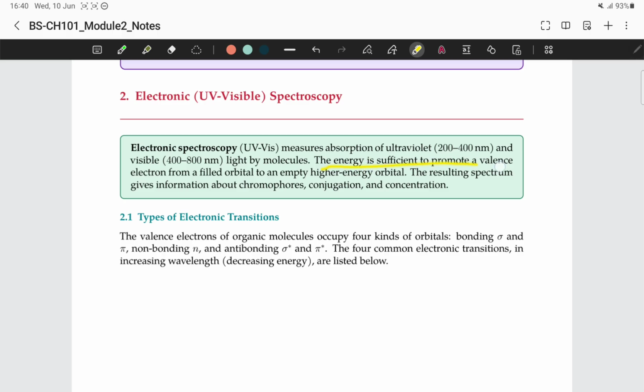The energy is sufficient to promote a valence electron from a filled orbital to an empty high energy orbital. Due to this, the resulting spectrum gives information about chromophores, conjugation, and concentration. Because it moves electrons between electronic states, we call it electronic spectroscopy. By looking at what wavelength a compound absorbs, we can pull out critical information about it. I have already told you what that information is.